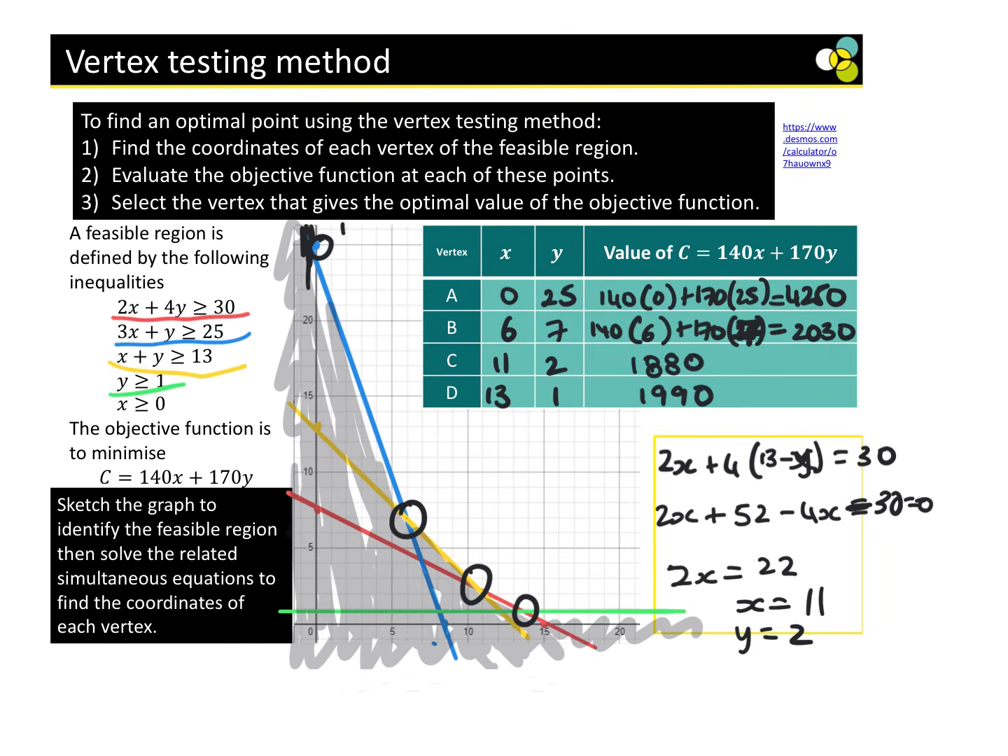Now, this is a minimize function. So what am I looking for? The minimum. And which one gives me the smallest? C. The smallest number is C, right? So, to minimize the function is when x equals 11 and y equals 2. C will equal 1,880. So you can see this is slightly different than the ruler method because we're actually testing all the vertices.